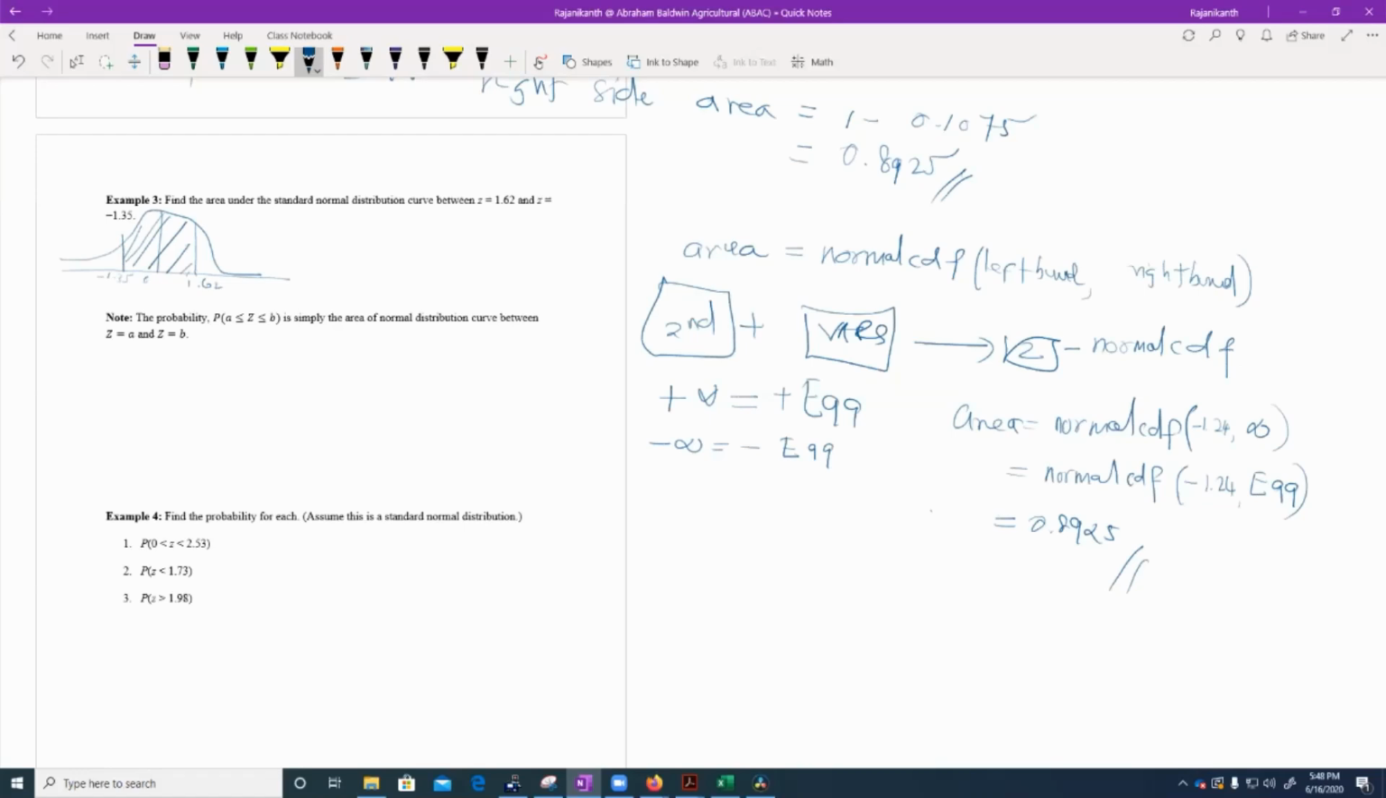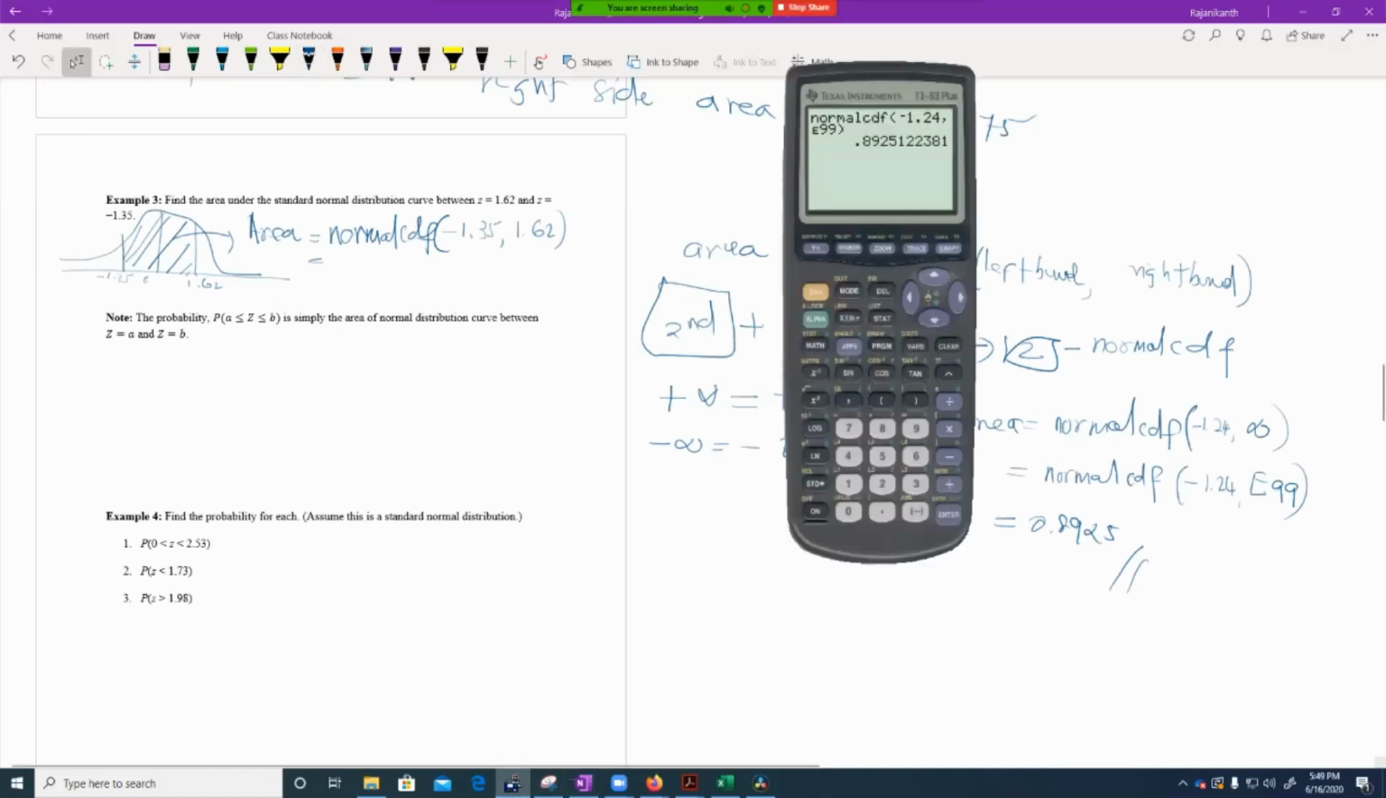But I'm going to use the calculator. So what is this area? This area is simply normal CDF. Then what are the bounds for this area? Remember, my left side bound is negative 1.35. Then put the comma, and the right side bound is 1.62. That's it. Then this will give you the area. So this is the easy way when you use the calculator.